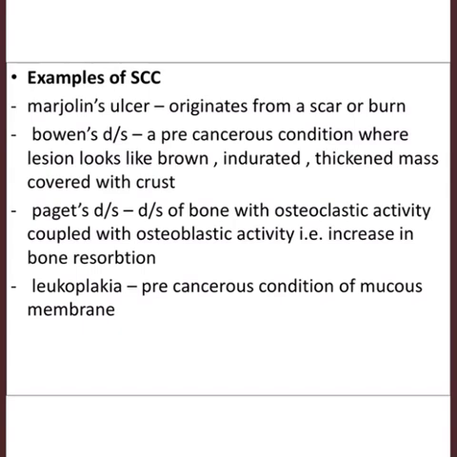Paget disease. Paget disease is a disease of bone with osteoclastic activity coupled with osteoblastic activity. In Paget, osteoclastic activity is more than the blastic, so bone resorption is increased. Leukoplakia is a pre-cancerous condition of the mucous membrane.